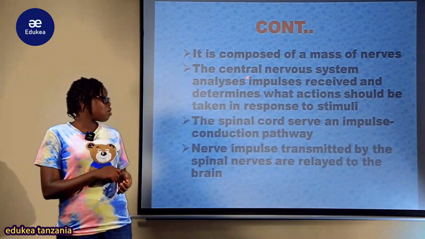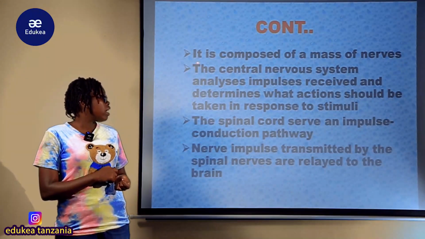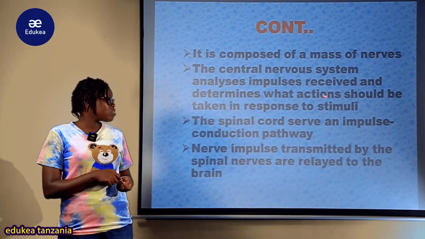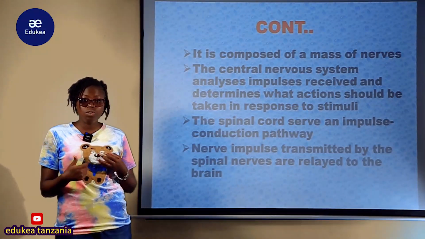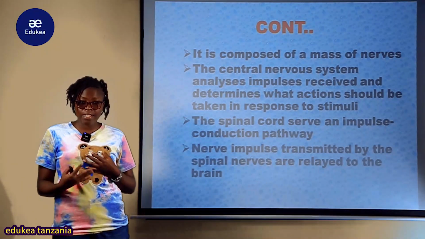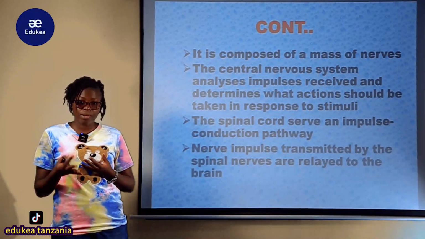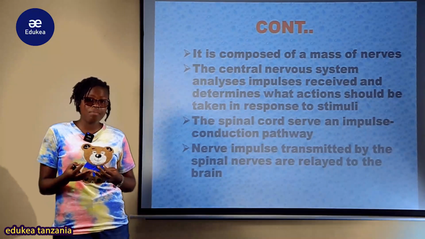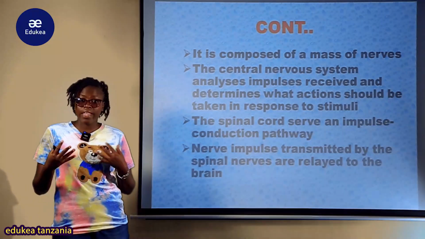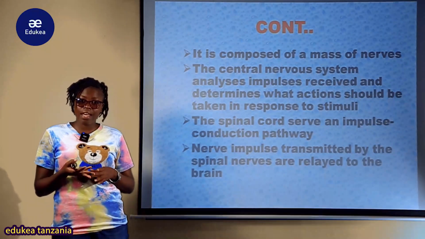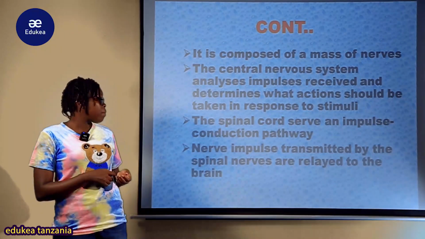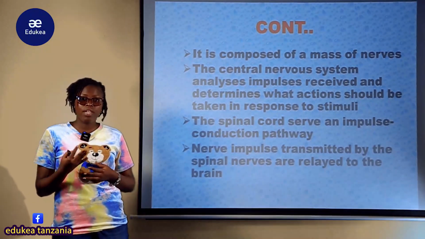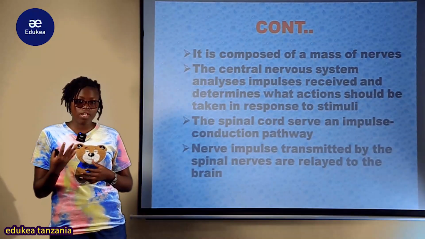So it is composed of mass of nerves, and the central nervous system analyzes impulses received and determines what action should be taken in response to stimulus. Kwa kazi yake vile katika analysis, katika interpretation, in short tunasema interpretation or analysis of received impulses which has been detected by these sense organs, ambayo tunazijua there are 5 main sense organs, ambapo kuna skin, eyes, ear, nose pamoja na tongue. Na baada ya kuzianalyze inakuwa inadetermine the action to be taken depending on those analyzed or received information.